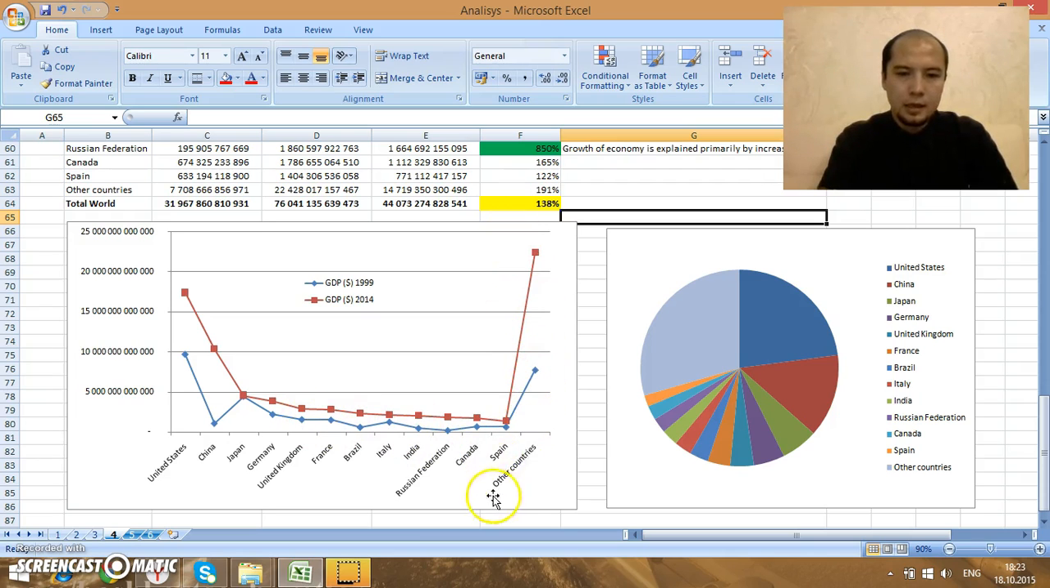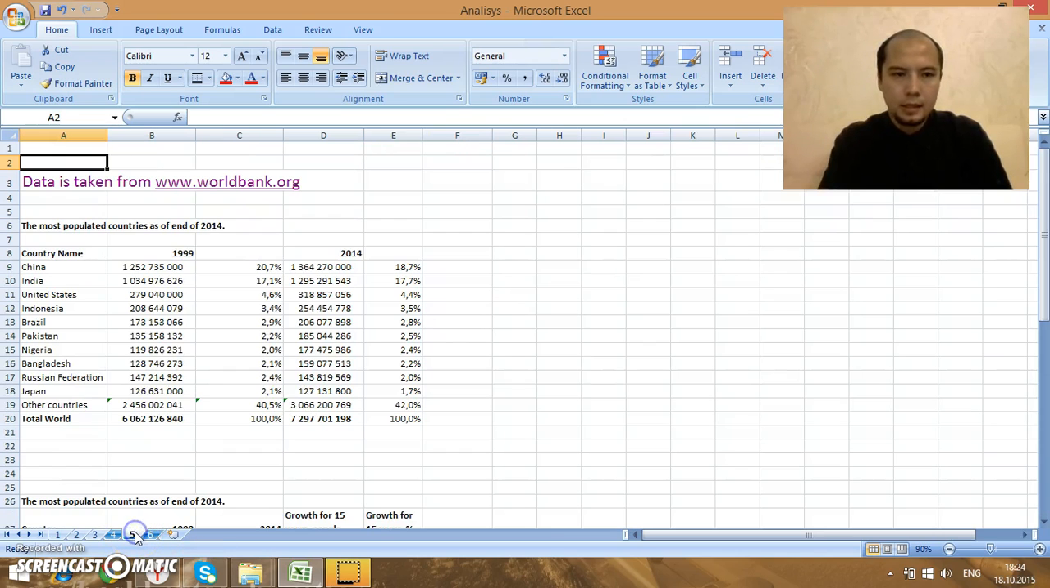And you can notice that other countries, which are not top 12 countries, so you see that other countries, their share in the world's economy increased dramatically. And this circle chart shows the share of the biggest countries in the world's economy, of GDP as of 2014. So the share of the United States, I show you the share of China, the share of other countries, which are not countries listed before, and you see some other countries here are also shown. So let's go to the next spreadsheet.